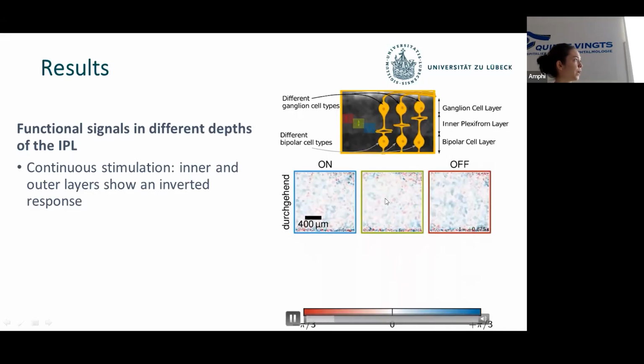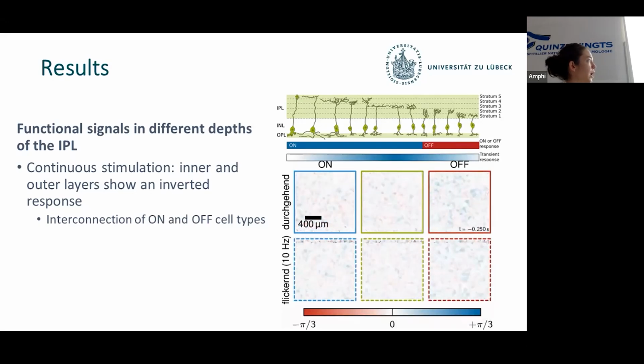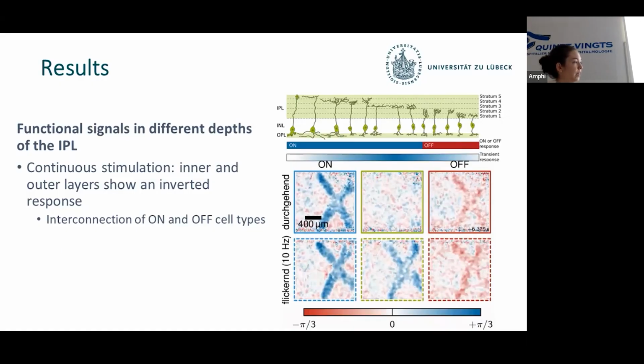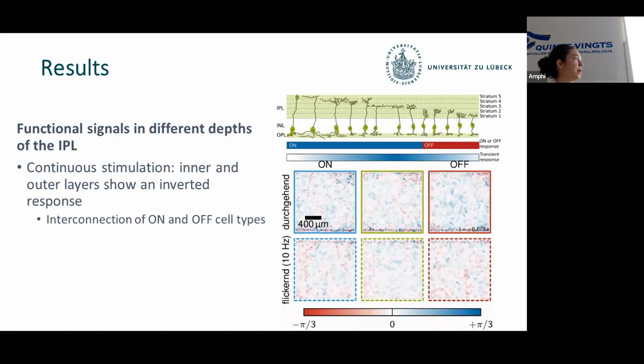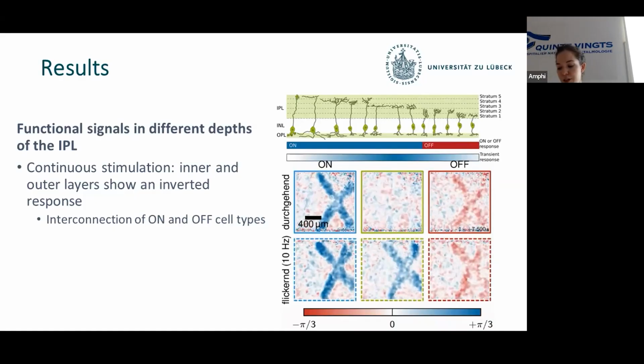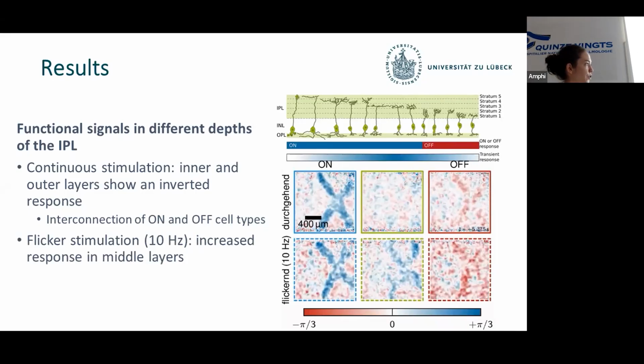And that fits well to the previous description of the on and off cells, which react inversely to the same stimulation. In the next step, we changed our stimulation. We no longer use the continuous stimulation, but now we use a flicker stimulation with 10 Hertz. And what we observed here is that in the innermost and outermost layer, the signal pretty much stayed the same, but now we could also observe a signal in the central layer of the inner plexiform layer, which is sensitive to temporal change in the visual signal.